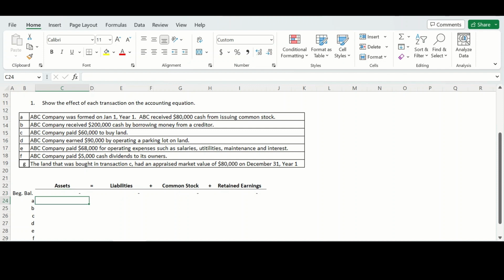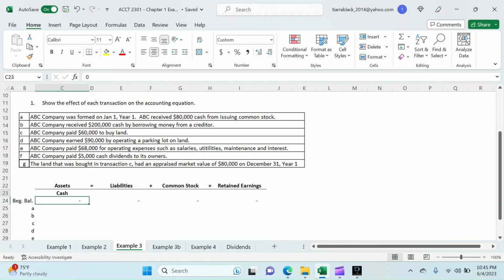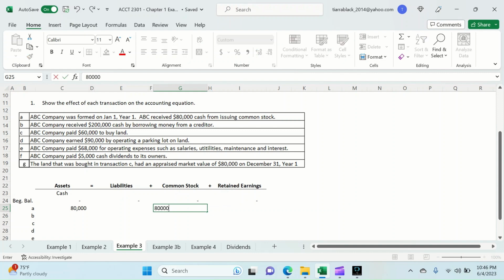So now in letter A, we see that the company received $80,000 of cash from issuing common stock. So we have cash as an asset. If the company is receiving $80,000 in cash, it means cash is increasing, and cash was increased because common stock was issued. Therefore, $80,000 goes to common stock. So we have $80,000 of assets and $80,000 of common stock. Therefore, this accounting equation is in balance. So we can move to letter B.